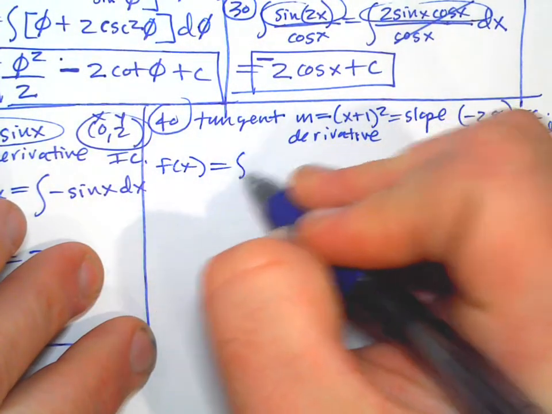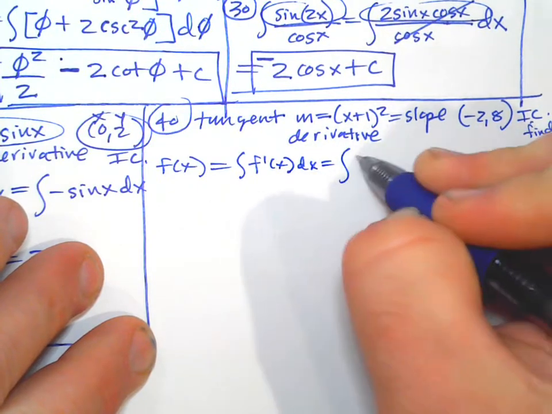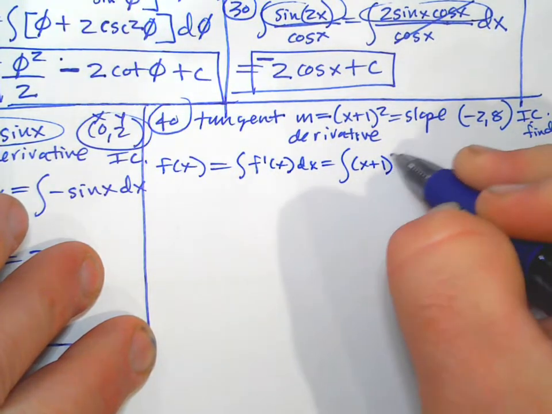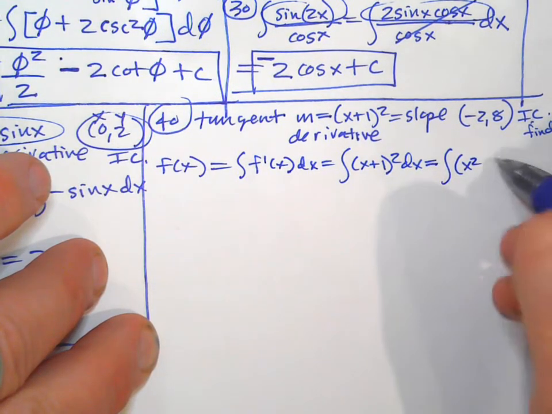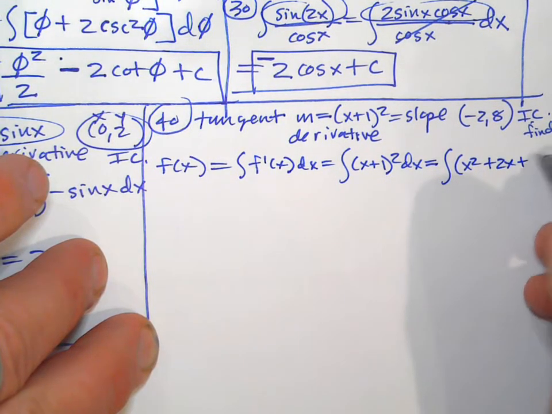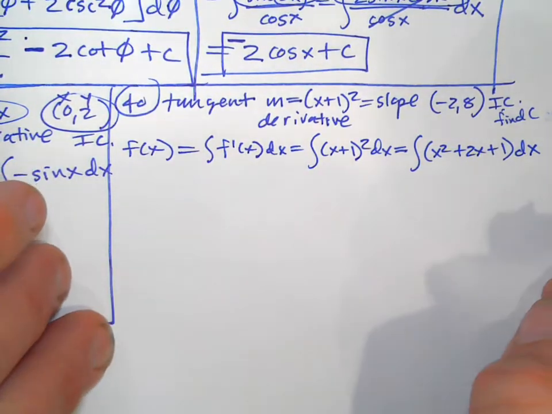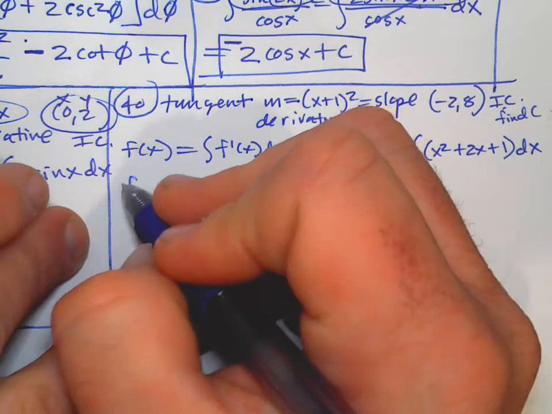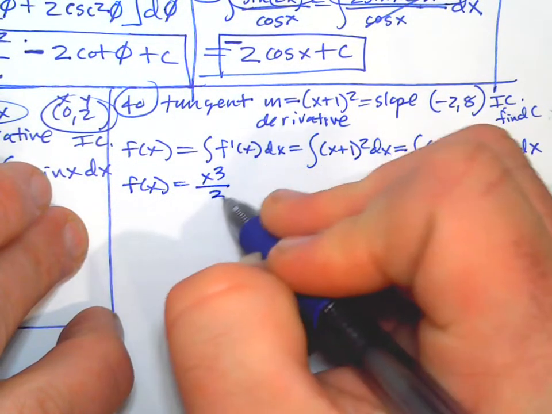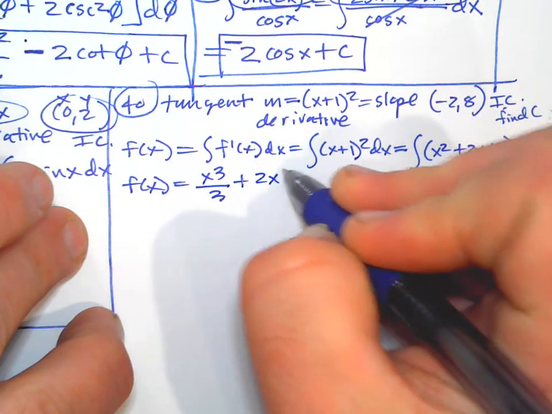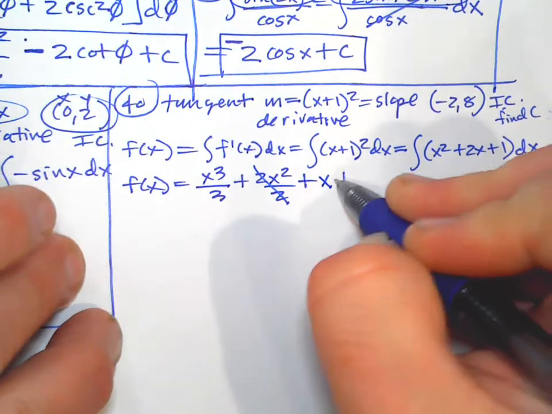So if you want the original function, this is the derivative. We have to integrate the derivative, which is x plus 1 squared. Now, the way we're going to do that is we're going to FOIL that out, x squared plus 2x plus 1. That's what we've been doing, okay? So what we're going to get is x cubed over 3, bump it up 1, plus 2x squared over 2, those cancel out, plus x plus c.